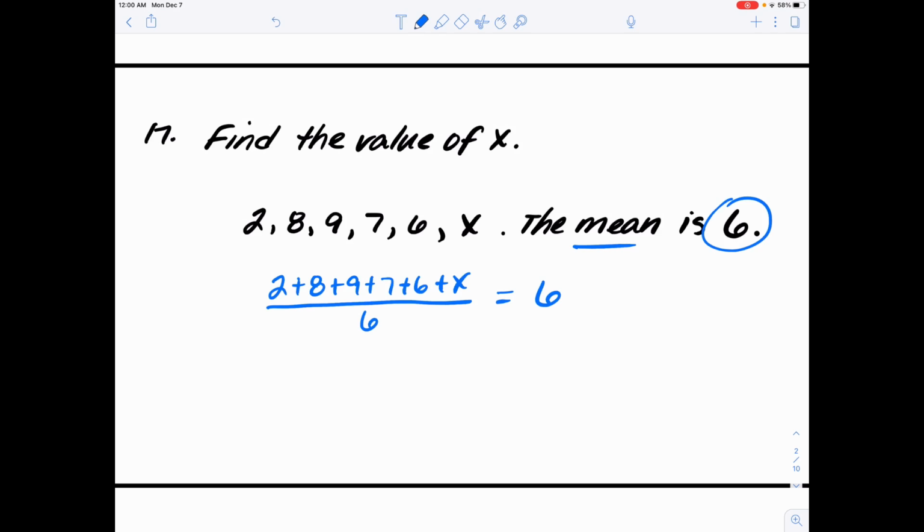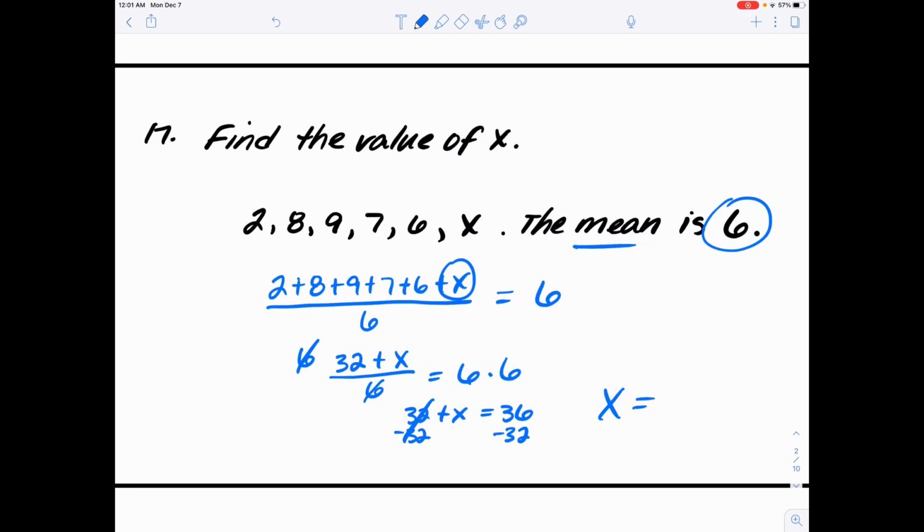So what I'm going to do now is combine some like terms and simplify and solve this equation for my missing value. On top, 2 plus 8 plus 9 plus 7 plus 6 is 32, plus X, divided by 6 is equal to 6. I'm going to cancel this divided by 6 on the left side by multiplying both sides by 6, giving me 32 plus X is equal to 6 times 6, which is 36. And then I'll subtract this 32 from both sides in order to solve for X. My missing value is 36 minus 32, which is 4.